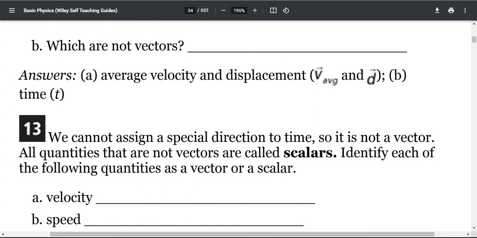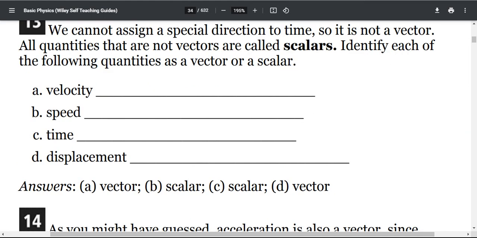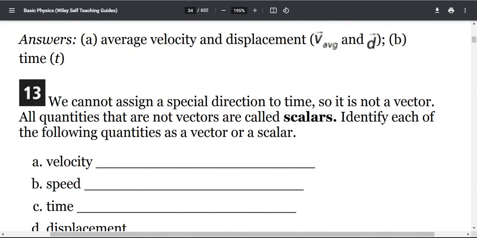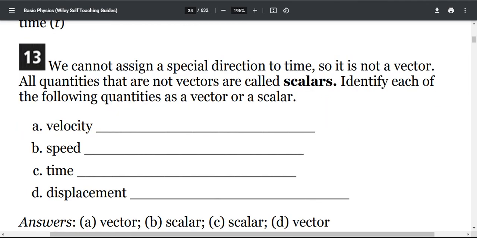So what are scalars? Tell me, is velocity a vector or a scalar? We can assign a direction, because velocity is speed and direction. So obviously velocity is a vector, because the quantities with arrows are vectors.